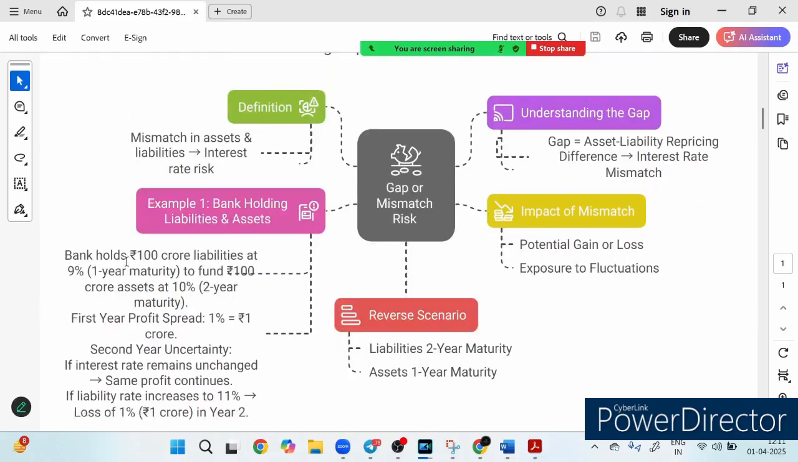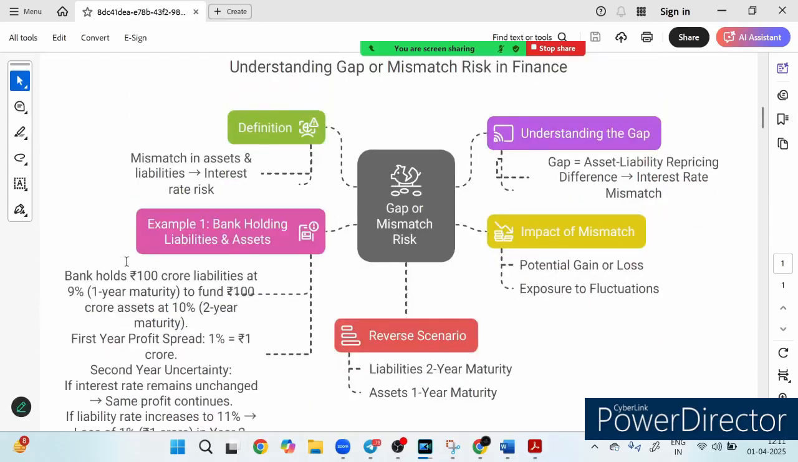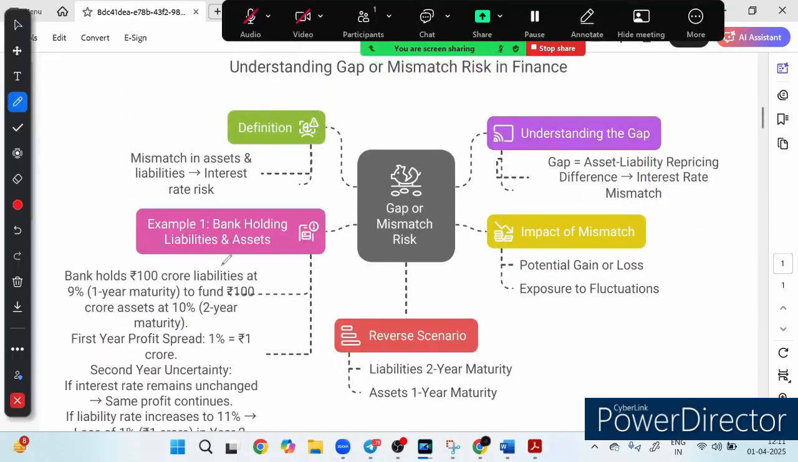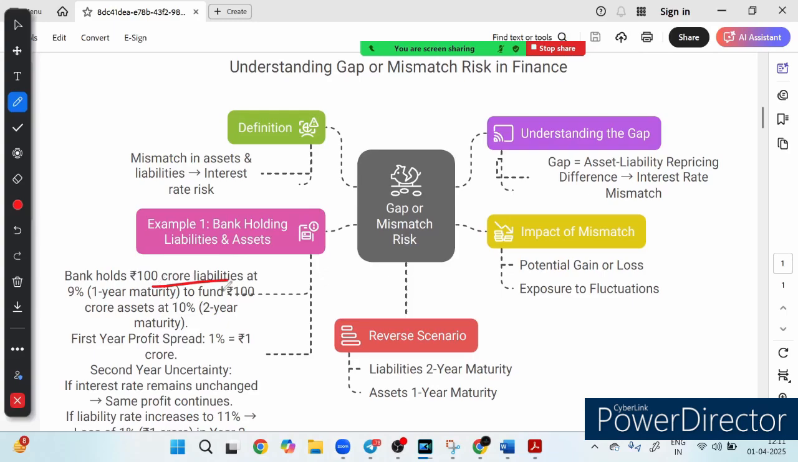Here you can see one example. Suppose a bank takes 100 crore in liability at 9% interest rate and 1 year maturity. It uses this money to fund 100 crore in assets at 10% interest rate and 2 year maturity. So you can see interest rates are different and maturity is also different.